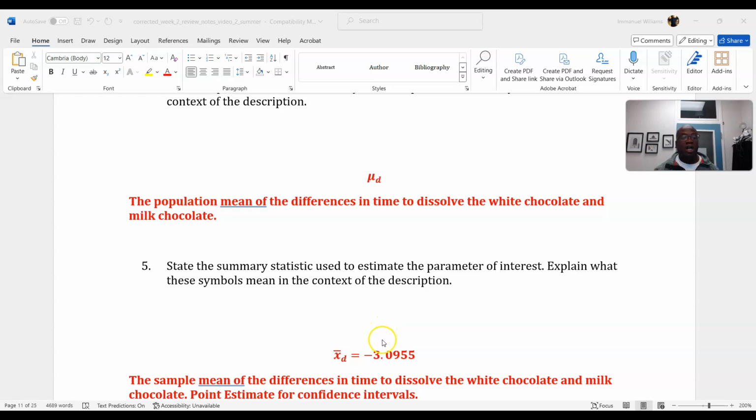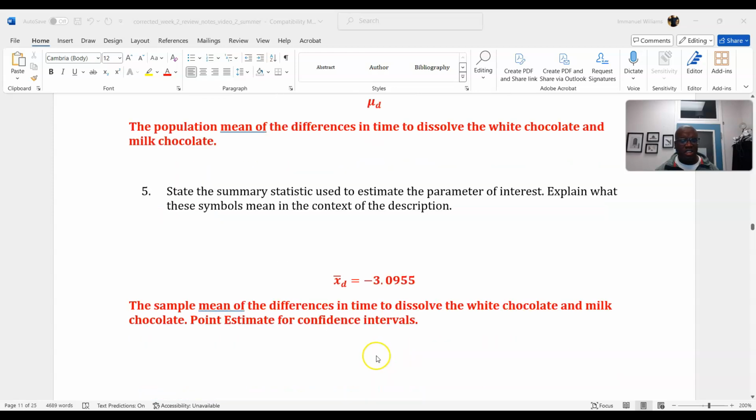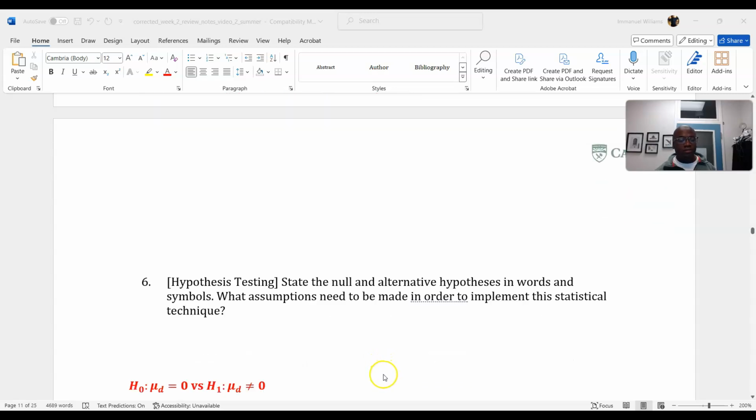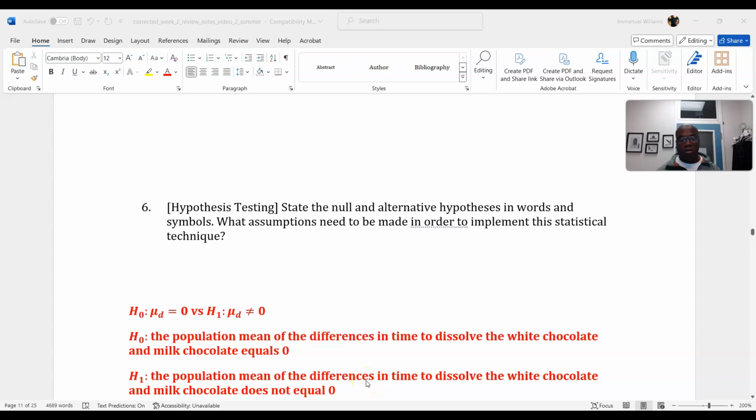All right. So then question 6 should be hypothesis testing, right? State the null and alternative hypothesis using words and symbols. Using symbols, it would be mu d is equal to 0 versus mu d not equal to 0 for the alternative. Using words, we say that the population mean of the differences is equal to 0, and for the alternative, that the population mean of the differences is not equal to 0, or is not the same.